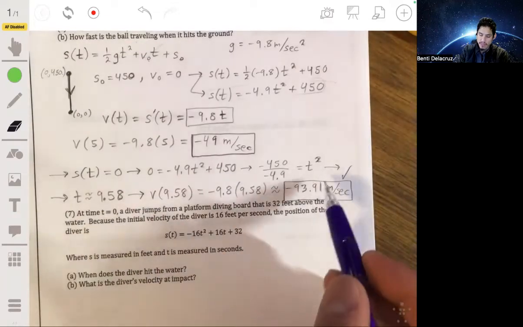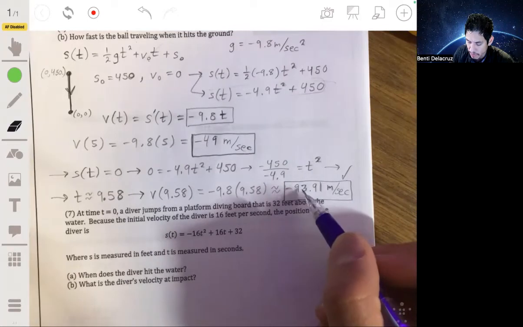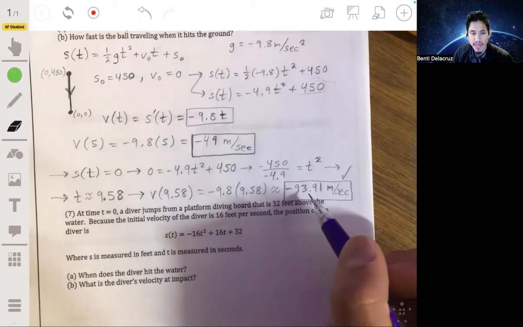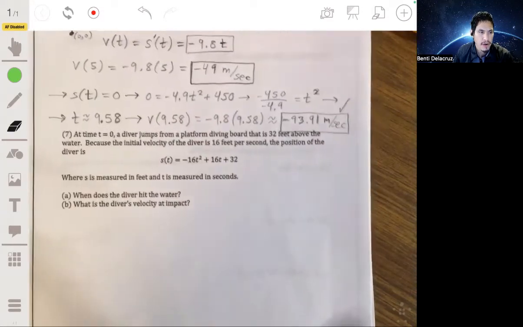And yes, the negative sign does matter, because that negative lets you know that we're talking about the speed in the downward direction. All right, remember, velocity, the direction matters. So we say the velocity is about negative 93.91 meters per second. All right, so let's go through one more.